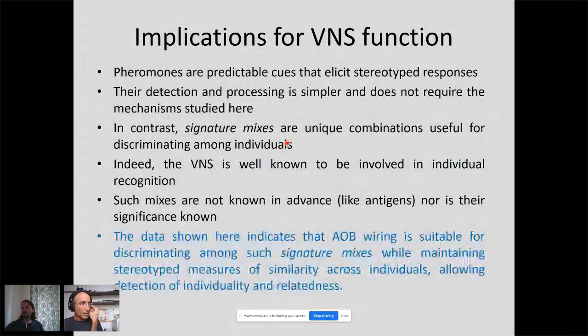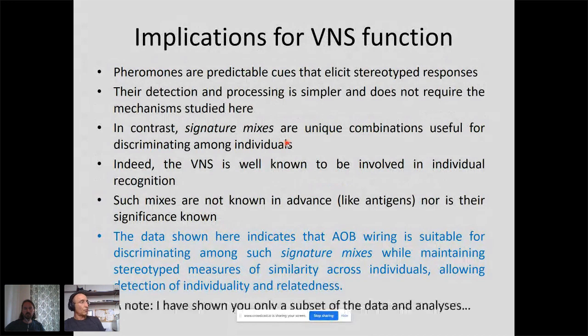And what the data I showed you here indicates is that the wiring of the AOB is suitable for discriminating these signature mixes and for maintaining the stereotyped measures of similarity. And this also would allow mice to discriminate among individuals, and also maybe to assess the kinship or the relatedness of different individuals to each other.